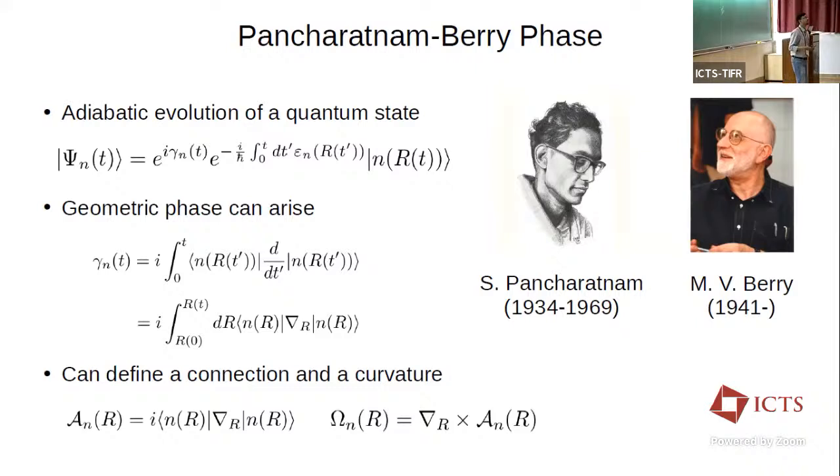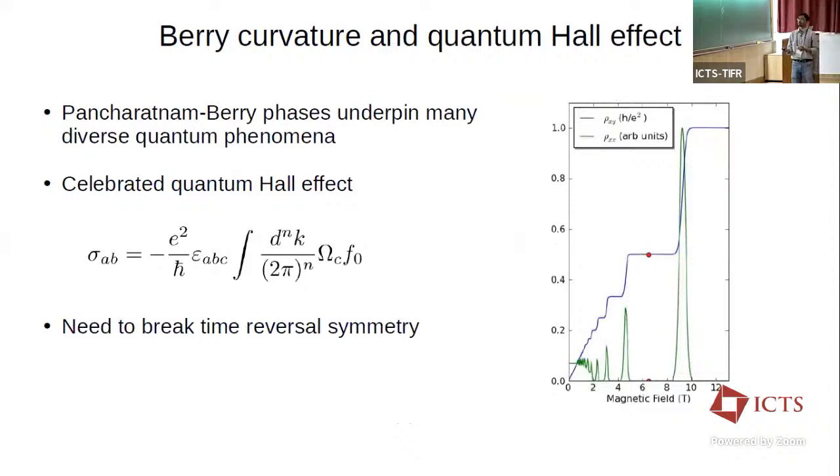It turns out that this is not gauge invariant, so it's not an observable. But if you take the curl of this object, which gives us the Berry curvature, that is well defined and gauge invariant, so one can measure this. It turns out that these Pancharatnam-Berry phases are underpinning a lot of different quantum phenomena, and one of the most celebrated ones is the quantum Hall effect.